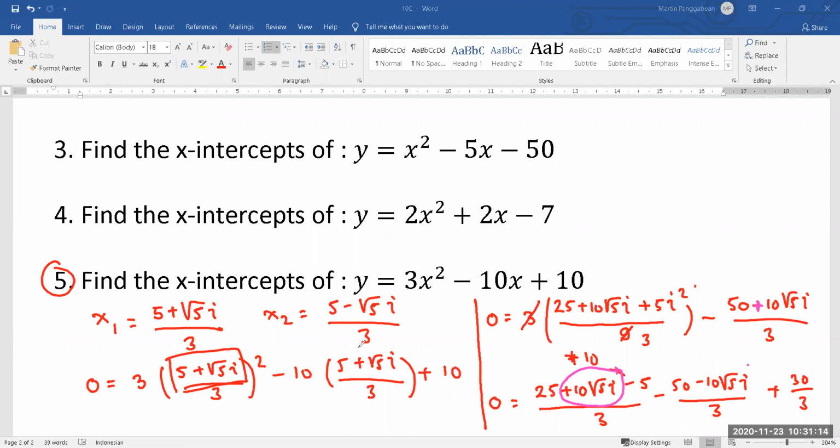Yeah, so, oh, it becomes plus. Okay, wait. I should fix this. So actually it is plus. Okay, good. So because the negative 10, I have already distributed to this, therefore it becomes negative 50 here and negative 10 square root of 5i. But this one has been converted into addition.